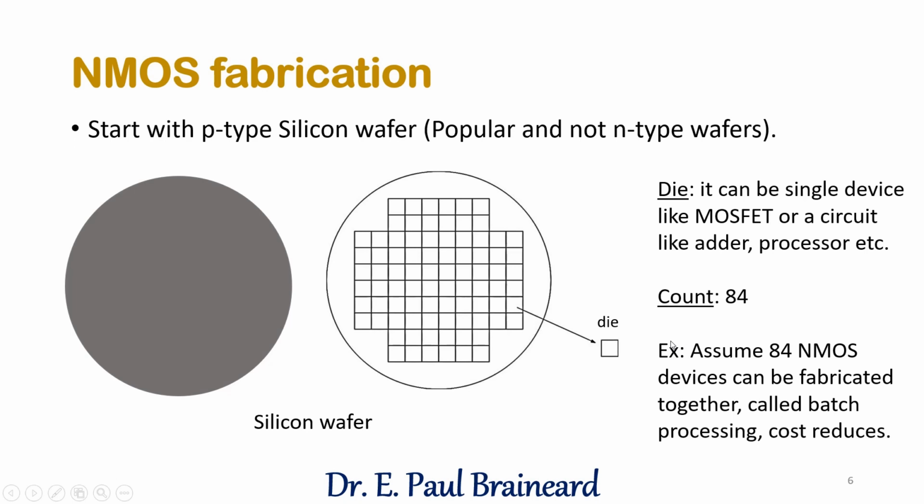That is the reason why the cost of electronic devices like mobile phones, in spite of having many functionalities, is low. The cost is low because these electronic circuits are batch fabricated. Here we can see 84 squares, where each square can represent an NMOS and each square is called a die.